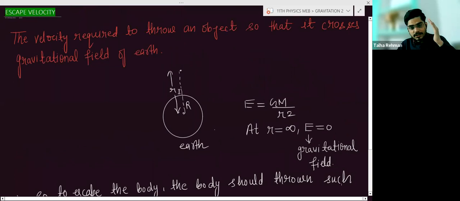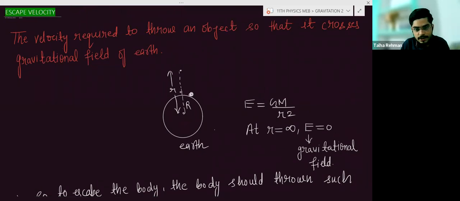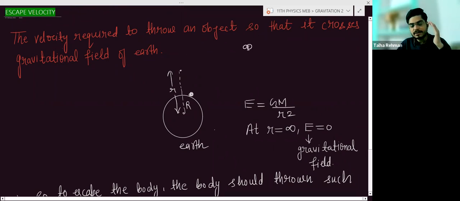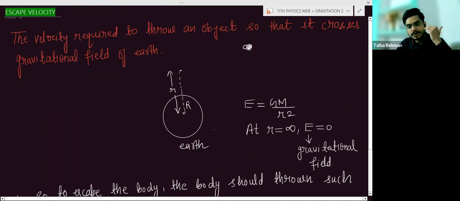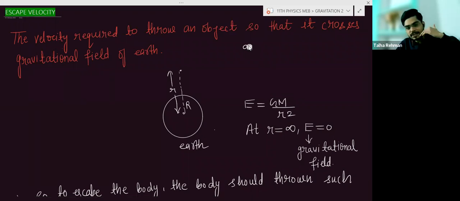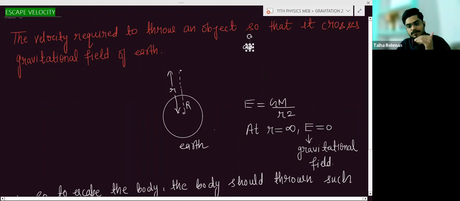Suppose here is some body, and when this body reaches infinity, the Earth's gravitational field will become zero. So when this body moves to infinity, there will be no effect of the gravitational pull on it. The gravitational field attracts this body towards the center. Once the body reaches infinity, there will be no effect of the gravitational field on it. This body will move away from the gravitational field, or maybe it can stop there also.